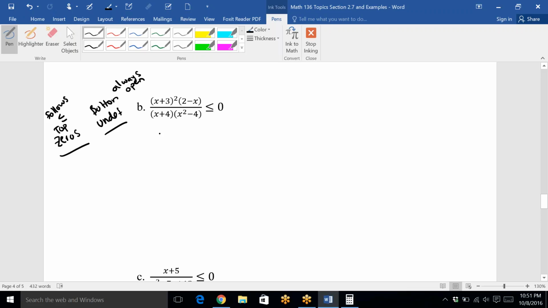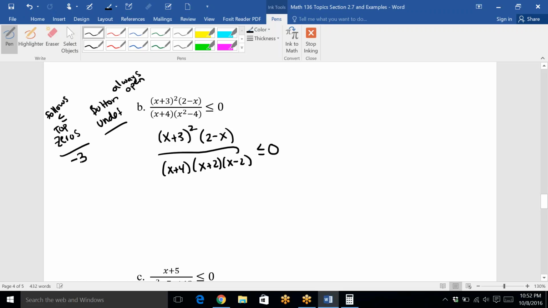This is not completely factored. I am going to change some things. X plus 3 squared, by the way, is always going to be positive. This is 2 minus x. I could write that as 2 minus x, or I could switch it around and pull out a negative, but I think it's easier just to leave it like this. I have an x plus 4, and x squared minus 4 is x plus 2, x minus 2, less than or equal to 0.